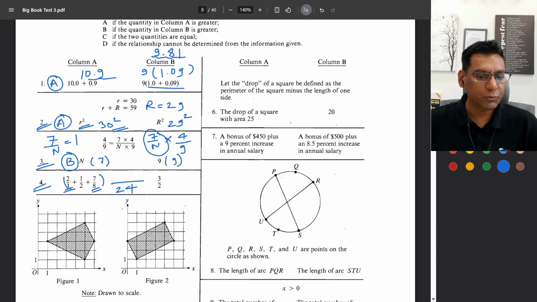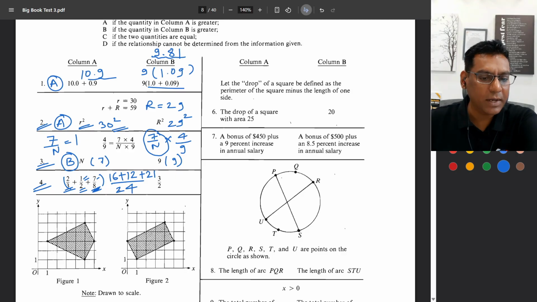So 2 by 3 is what by 24? It is 16 by 24. How do I know? Because I'm multiplying the denominator by 8, so I'm also multiplying the numerator by 8. Here I'm multiplying by 12, so here also I'll multiply by 12. So I get 1 into 12 is 12 plus 7 by 8. Here I'm multiplying by 3, so here I'll multiply by 3 also. So I'll get 21.